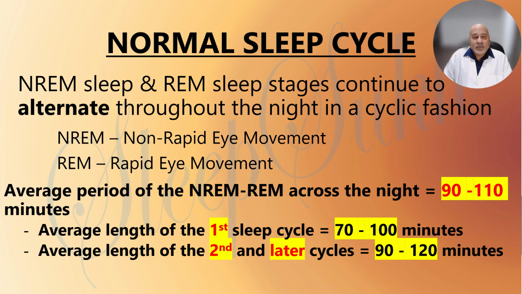As you can see in this chart, a normal person having 8 hours of sleep undergoes 4 to 6 cycles. The cycle starts with non-REM sleep and enters the REM sleep. The average period of the non-REM to REM across the night is about 90 to 110 minutes. The average length of the first sleep cycle is between 70 to 100 minutes, and the average length of the second and later cycles is between 90 to 120 minutes.